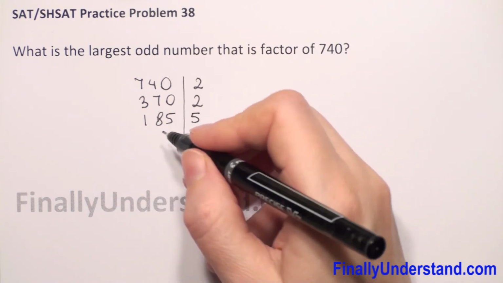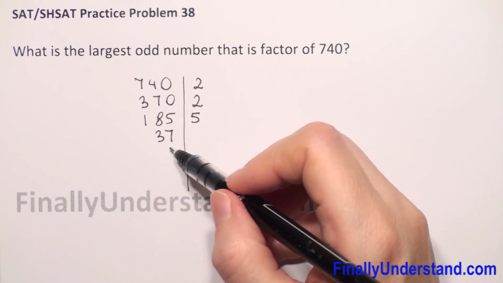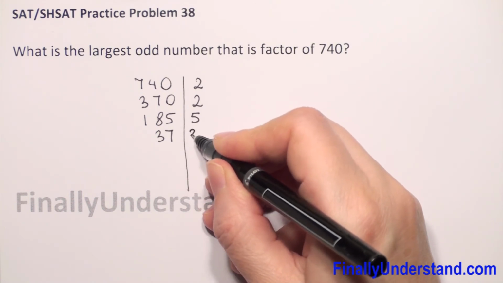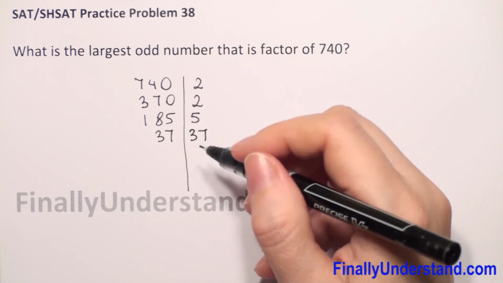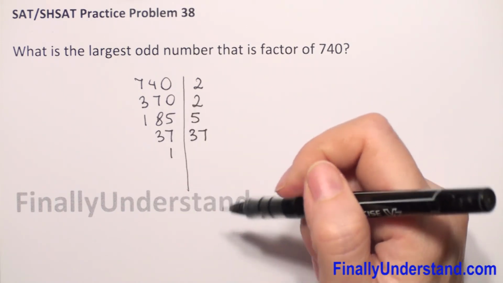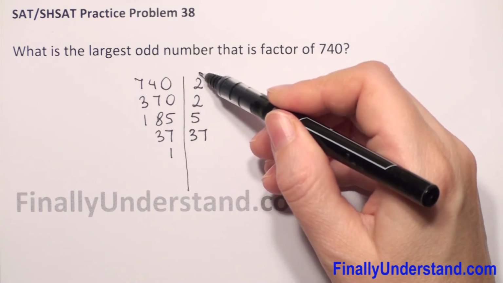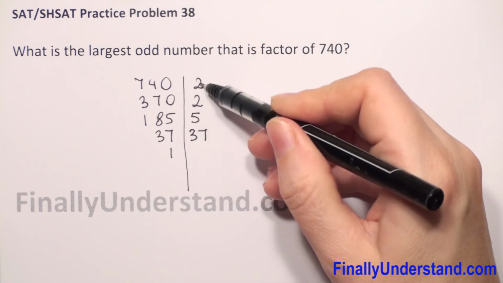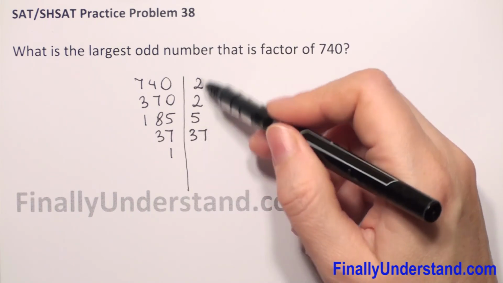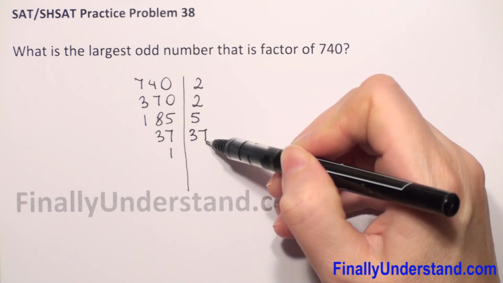185 divided by 5 is 37. We can divide 37 only by 37. 37 is a prime factor. 37 divided by 37 is 1. So we finish the division. Now on the right side we have the prime factors of our number. So 2, 2, 5, 37.